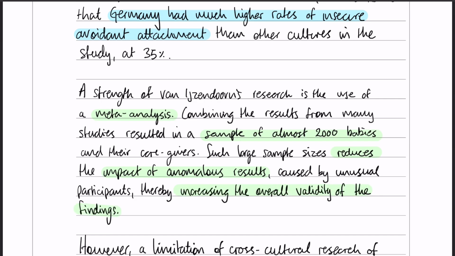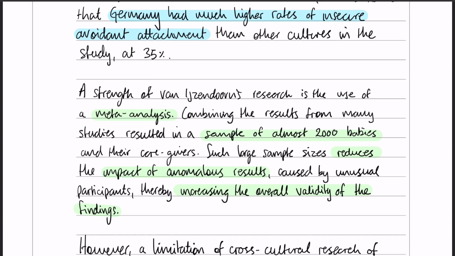Okay, and the fact that it reduces the impact of anomalous results is good because it increases the overall validity of the findings. Okay, now before I move on, just a quick reminder, the question is all about the findings. Any evaluation point that you do has to be centered on the findings. Now that doesn't mean that you can't talk about the method that was used, but you have to bring it back to the findings. Here I'm saying the method that they used was great, but the knock-on effect of a great method is the fact that the findings overall had increased validity. Therefore I am evaluating the findings.